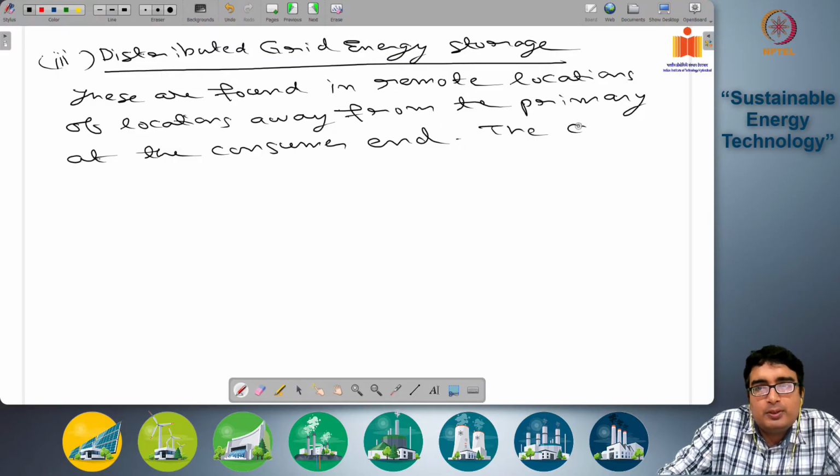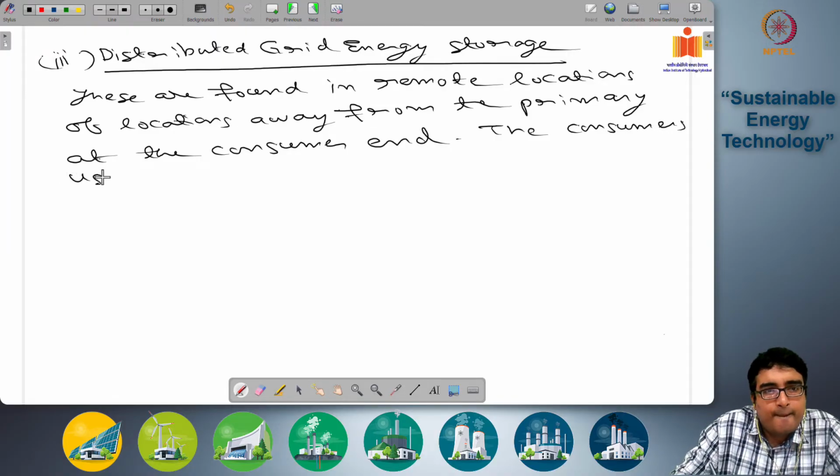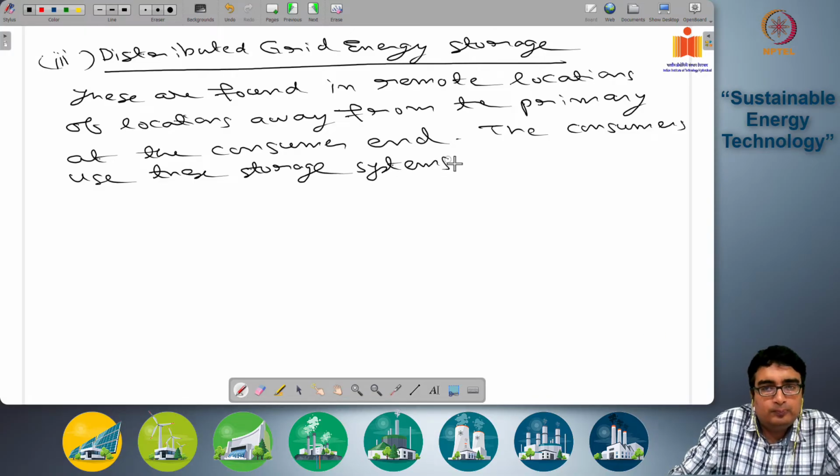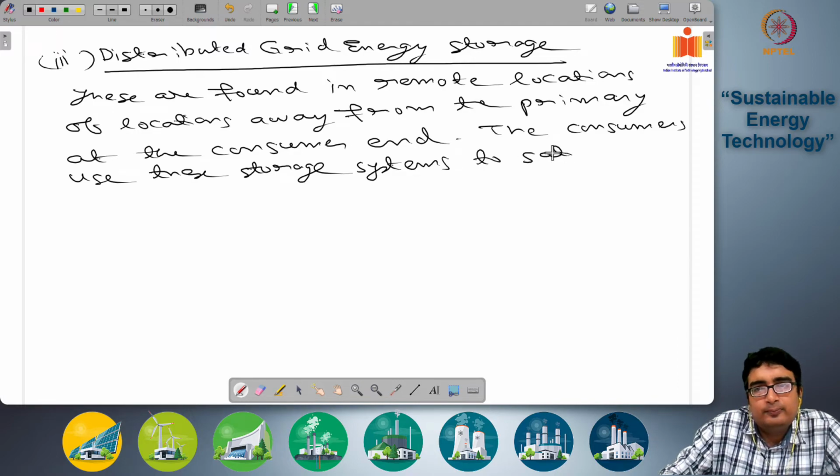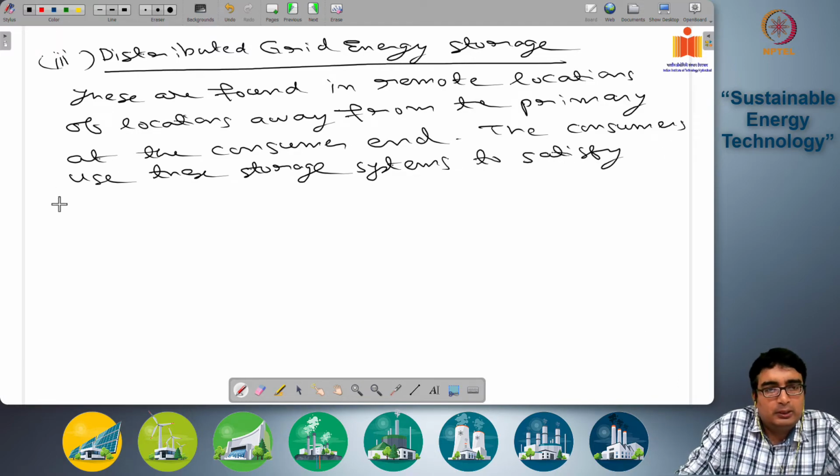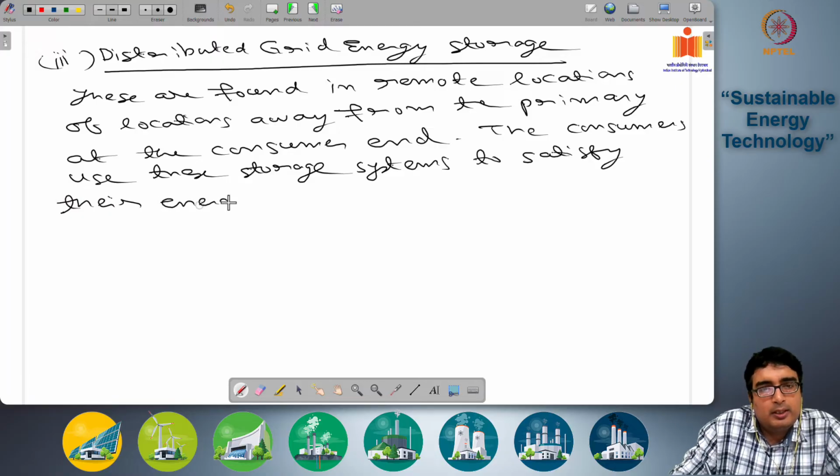The consumers use these storage systems to satisfy their energy demand.